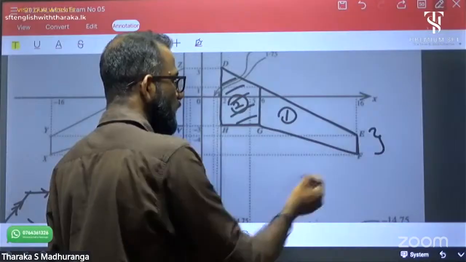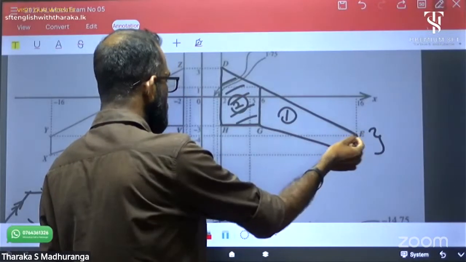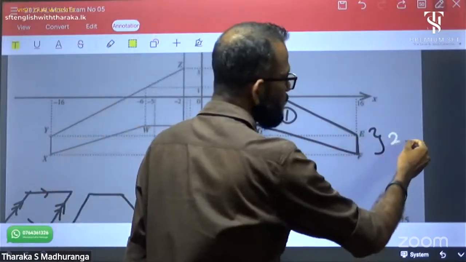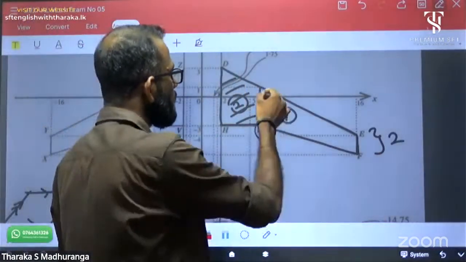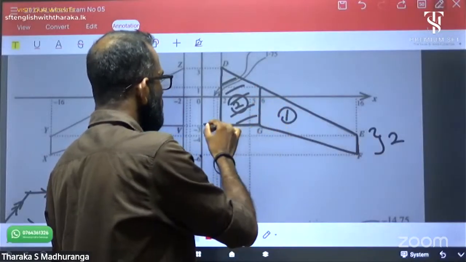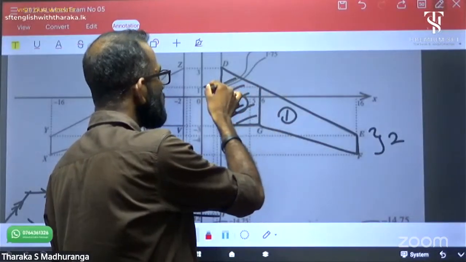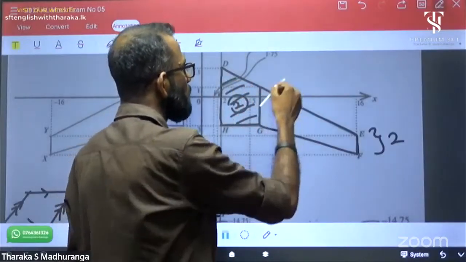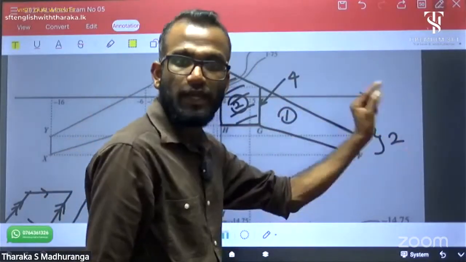Now you can see the EF distance. The F point coordinate is minus 6 and the E point coordinate is minus 4, so the EF distance is 2 units. Now you can get the length of the side from G to the point above. G is minus 3 and this point is plus 1, so 3 plus 1 is 4. Then 4 plus 2 is 6.